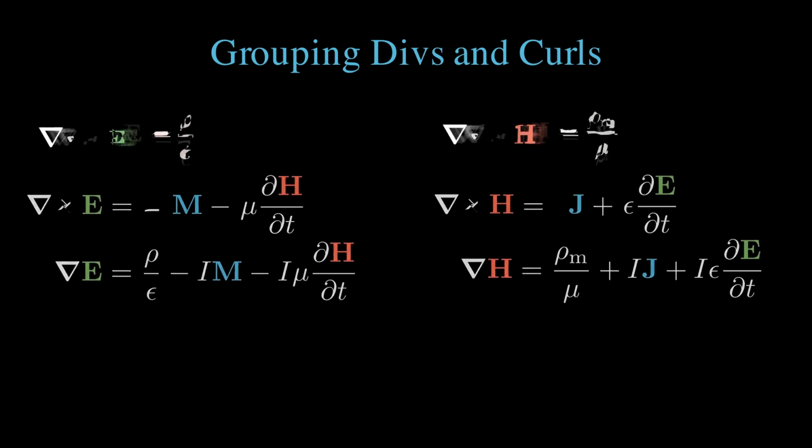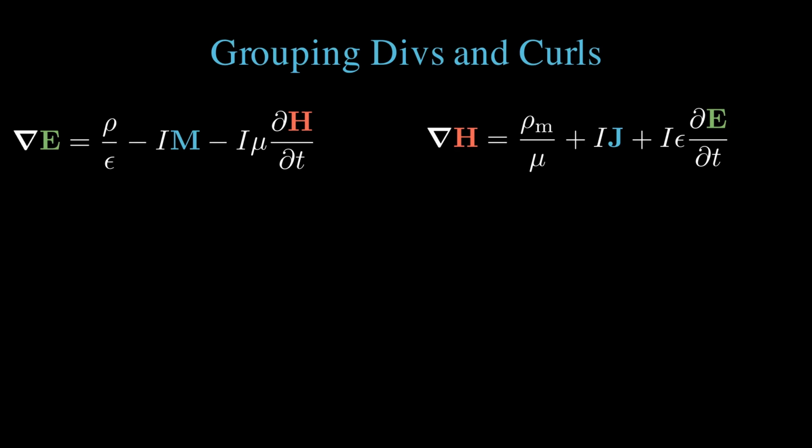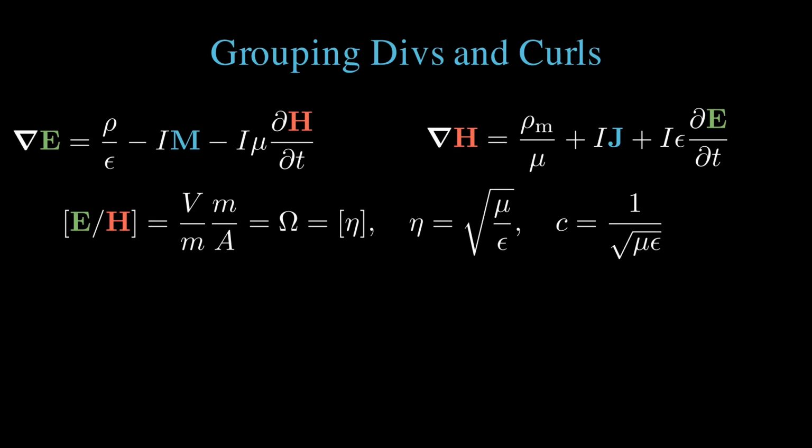Our electric and magnetic fields have different units, volts per meter and amperes per meter respectively, which is a bit annoying when we want to form a complex superposition of the two. There are two combinations of mu and epsilon that are particularly useful. The first we'll call eta, which is the square root of mu over epsilon. This has units of ohms, the dimensions of resistance. The second is a combination that we'll call c, that's 1 over the square root of mu epsilon. This has dimensions of velocity.